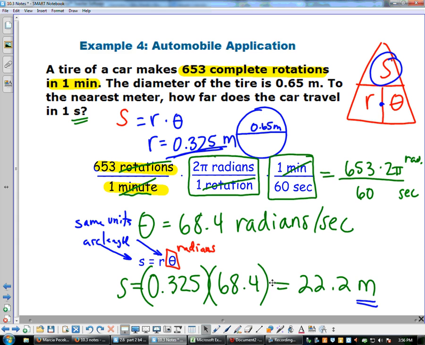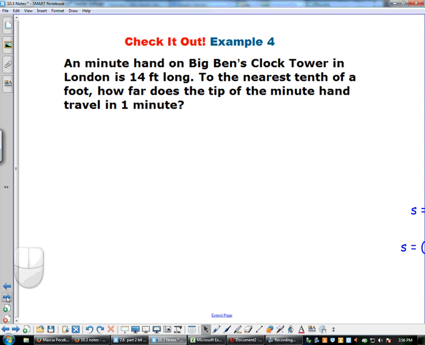All right, let's take a look at one last example. Must be British, it says minute hand. Okay, so we'll say the minute hand on Big Ben's clock tower in London is 14 feet long. To the nearest tenth of a foot, how far does the tip of the minute hand travel in 1 minute? Again, we want to use our formula that says arc length is equal to radius times theta.